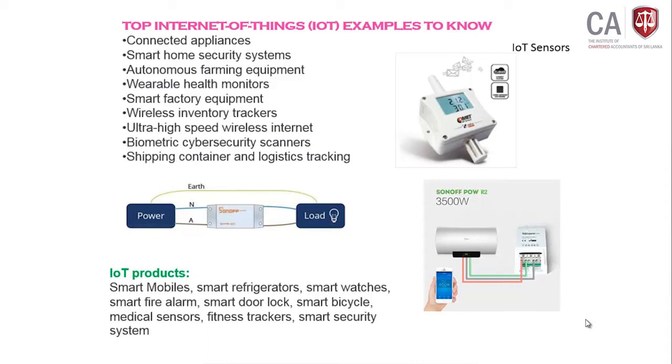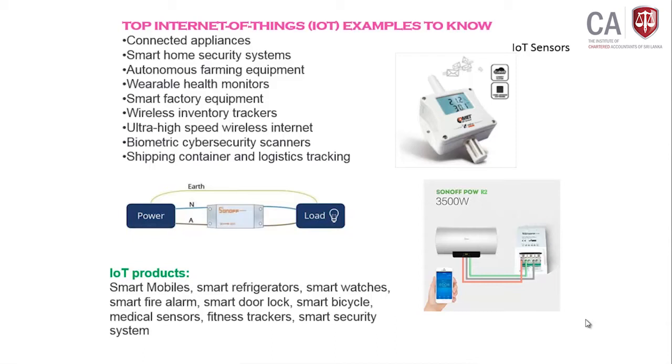Connected appliances, smart home, security system, autonomous farming equipment, wearable health monitor, smart factory management. I have given a few IoT examples where, through IoT sensors, the information will be detected, and there are kinds of devices that will be used for this.